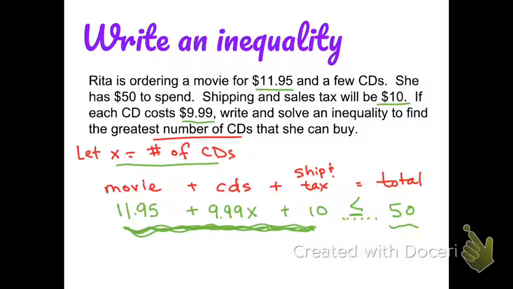So if we wanted to find the greatest number of CDs she can buy, we're just going to solve this inequality. So we can combine our like terms and solve from there. But we're just going to focus on writing these inequalities. So let's do one more.